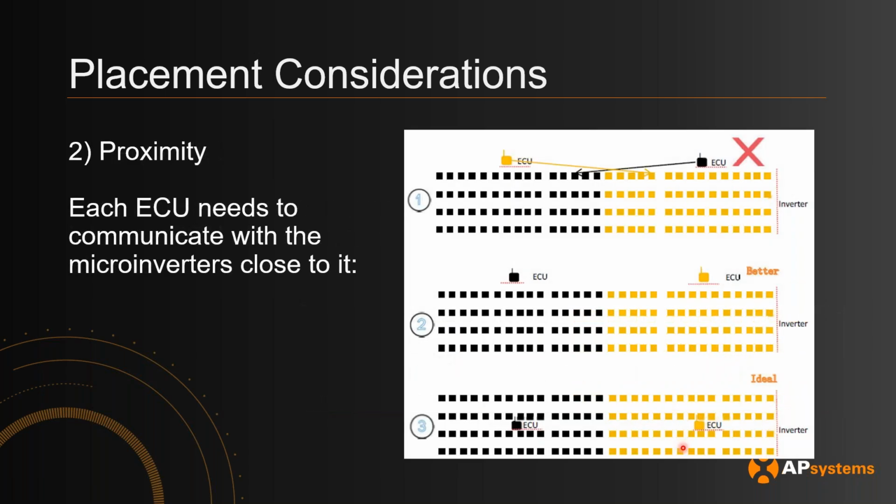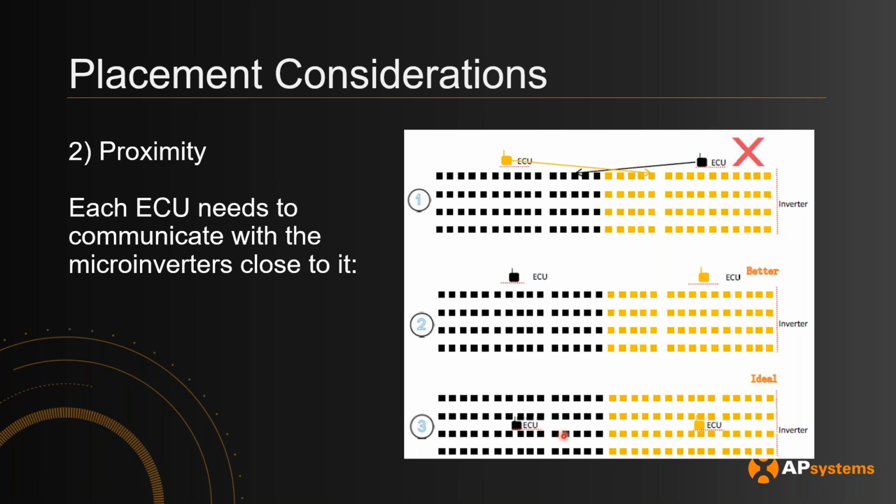The second thing is that the ECU ideally needs to be close to the array that the microinverters are associated with. In this example, which is an extreme one, this black ECU is associated with these micros, and this ECU is associated with these micros. The way they're currently placed is not ideal because they're not close to their arrays. It's better to make them closer in this fashion, but of course, the better way is to put it in the middle of the array. That allows you to have the best signal strength with regards to the micros.